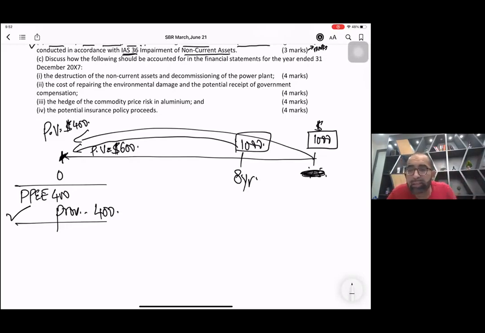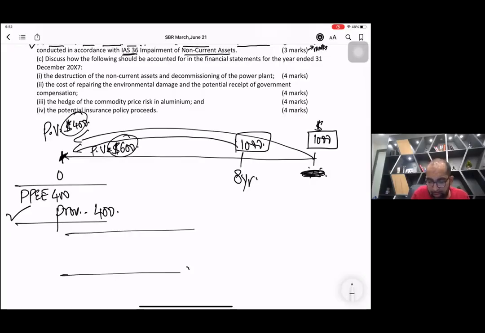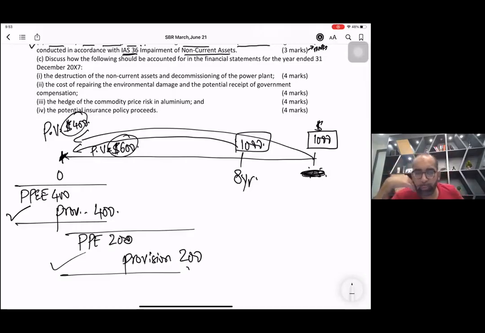So what does it mean? It means your existing number was 400, but now suddenly the whole decommissioning cost increases. So what will you do with this extra 200? You will make the same entry. You will increase your PPE by 200 and you will increase the provision by 200. At one end, you increase your PPE, and on the other hand, you increase your provision.